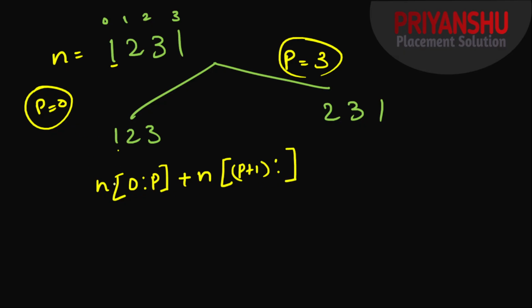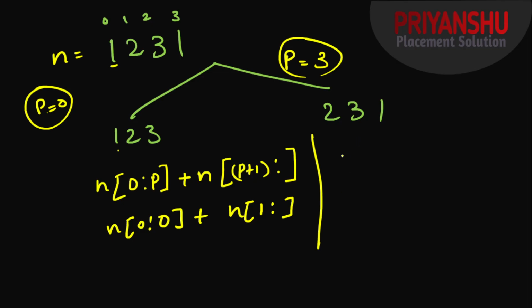Now let us check both. For example, p equal to 0, so n of 0 to 0, plus n of 1 to end. And for this test case, p equal to 3, n of 0 to p is nothing but 3, plus n of p plus 1 is nothing but 4, and till the end. Let's see what the output is.